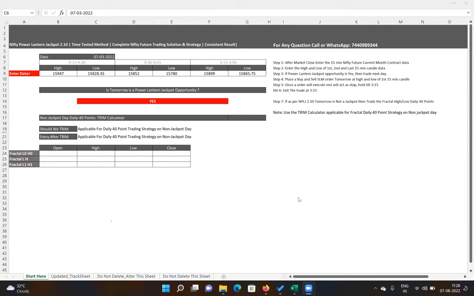session. Now, suppose you enter the data here and it gives you a good to go signal for tomorrow. It says that tomorrow there is a trade. Then what you will do? Let's go to the whiteboard and decide what to do, right?